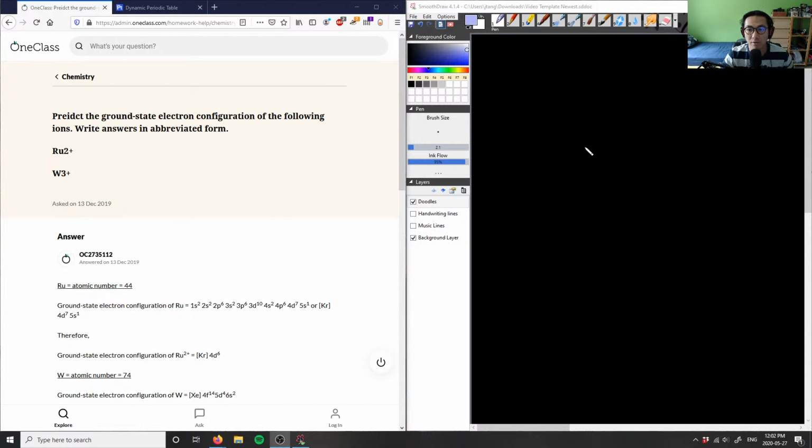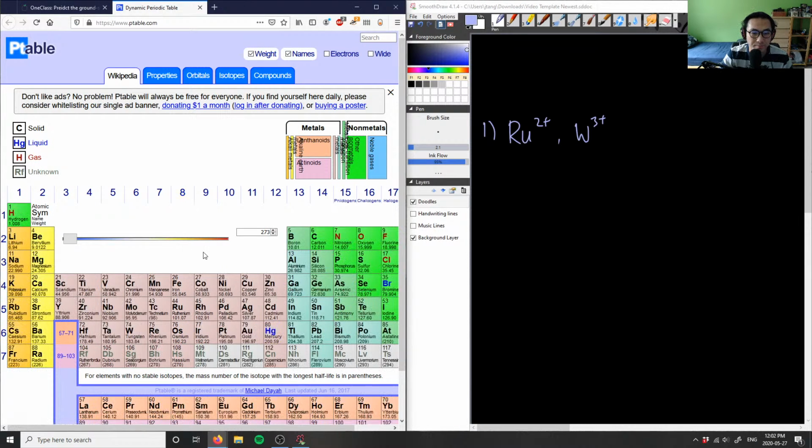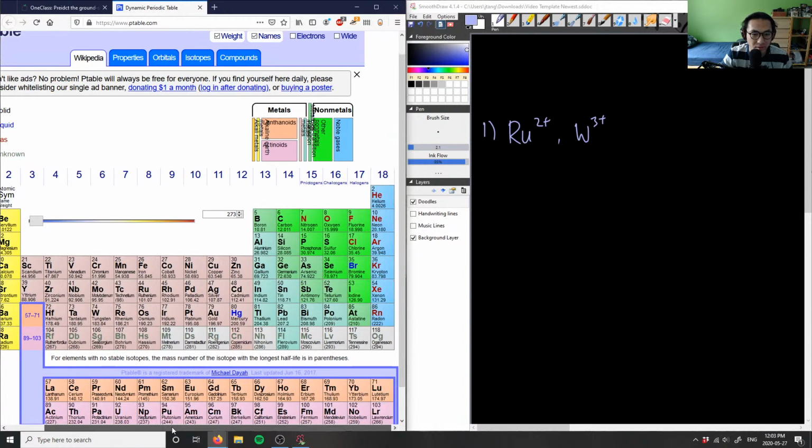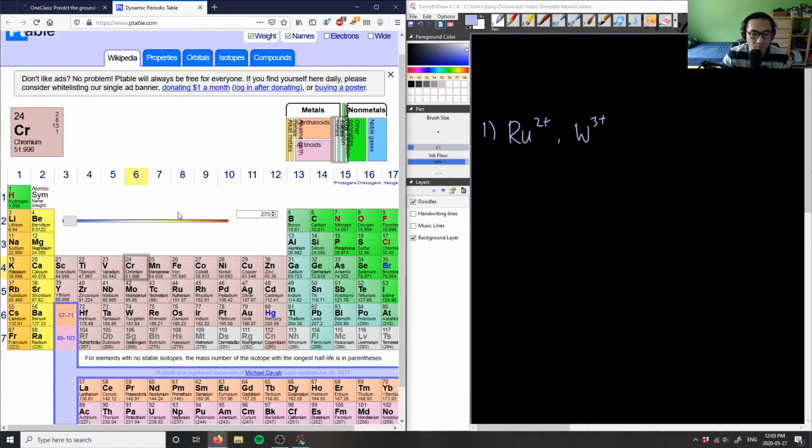Our first question goes: predict the ground state electron configuration of the following ions. It says write answers in abbreviated form. So this is the concept of electron configuration. Here we have Ru2+ and W3+. Ru is ruthenium, and W I'm not sure, so maybe I'll have to look at my periodic table. W is tungsten, actually. So that's it over here.